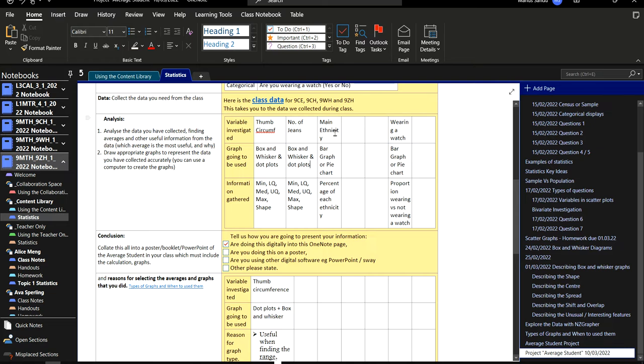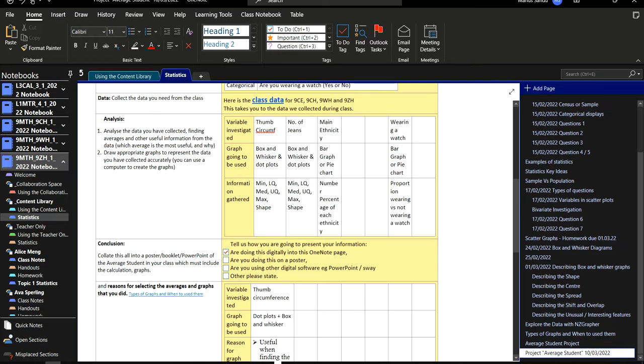Main ethnicity. I want to know what is the predominant. Can anyone tell me what predominant means? Yes? Most common. Yes? Main ethnicity. Yeah? And I use either a bar graph or pie chart. Yeah? What information can I get? Percentage of each ethnicity. Only that. I can also get number and percentage.